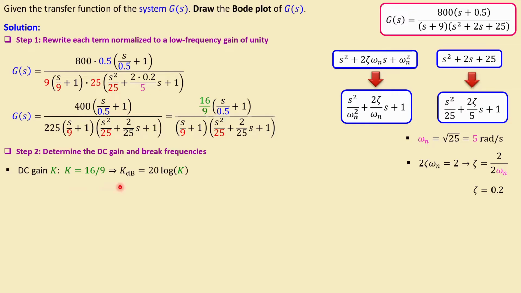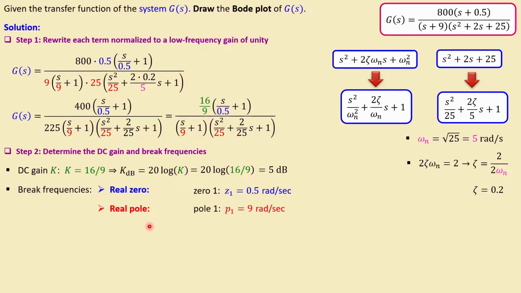We have to, of course, convert that into dBs using this formula, because we need to draw the magnitude plot, and then we have dBs as a unit. So this will be approximately 5, very close to 5 dBs. Okay, the break frequency, as we said, we have a real zero, so 0.5 radians per second. And we have one real pole, which is 9 radians per second, and we have complex poles, which are in a pair, of course, and we have the natural frequency of 5 radians per second and associated damping ratio.